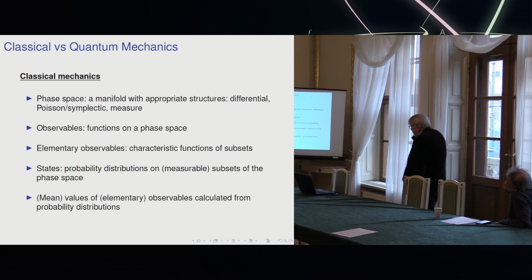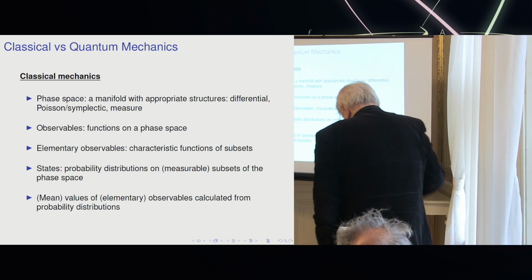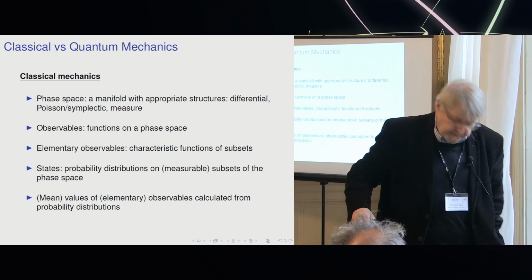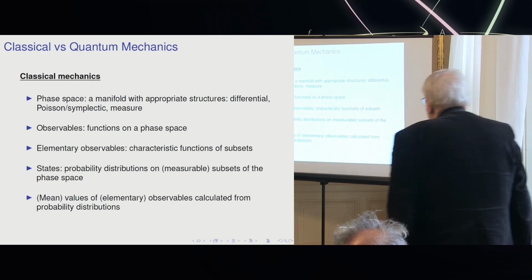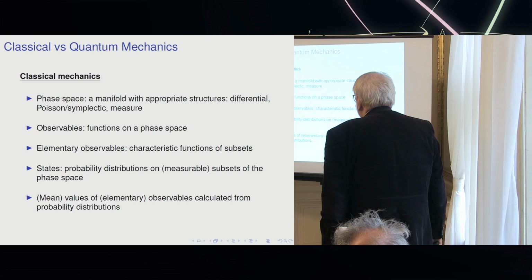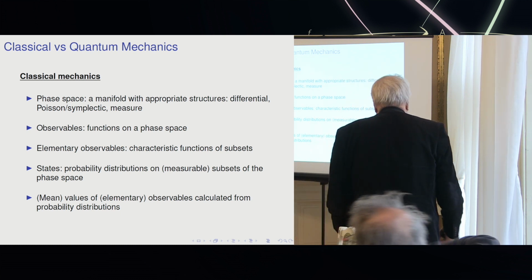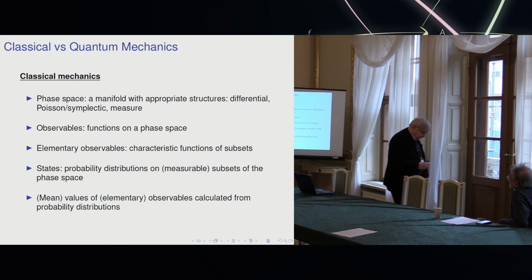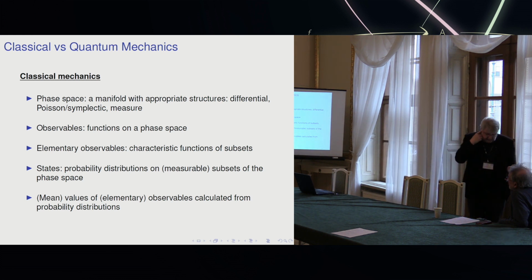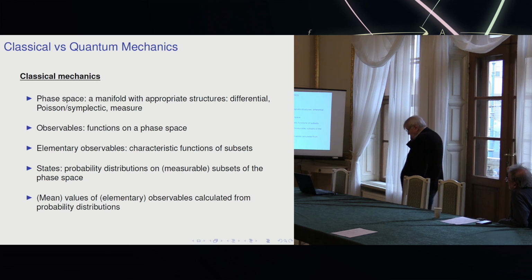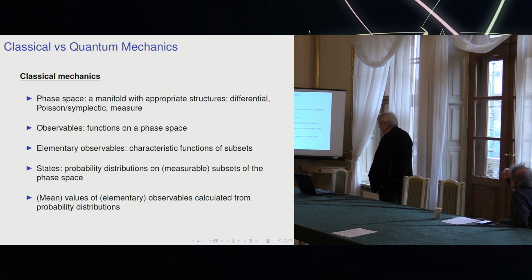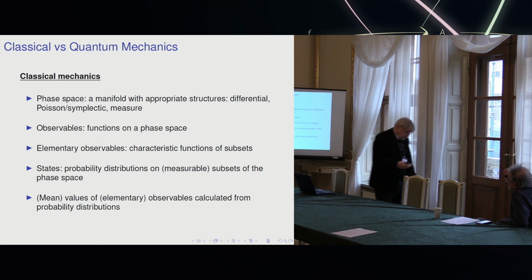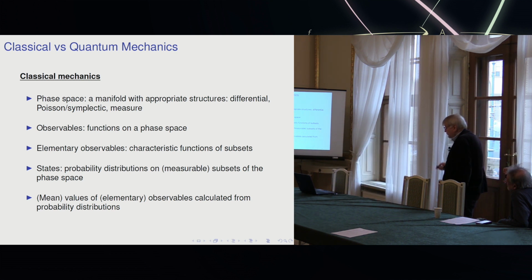Okay, so in classical mechanics, usually the description of a classical mechanical system is made in terms of phase space, okay? So phase space, without going into details, is a differential manifold with appropriate structures. The structures which are important for such a canonical formulation of classical mechanics are the Poisson or symplectic structure, and there is also some measure which allows us to calculate probabilities in a sense.